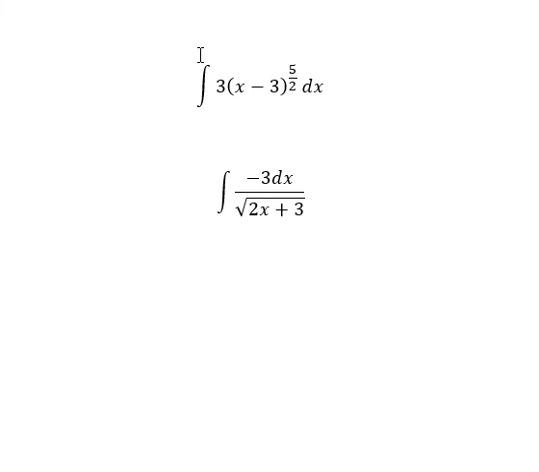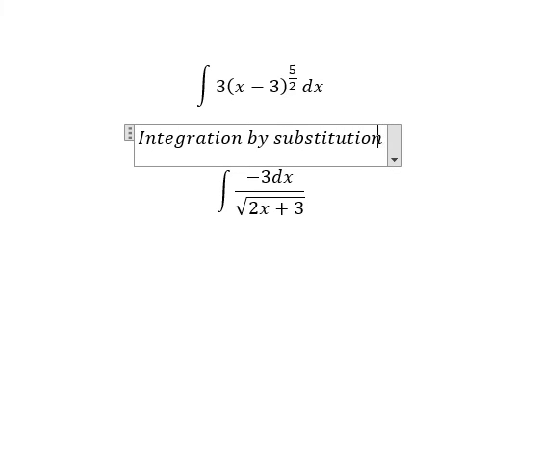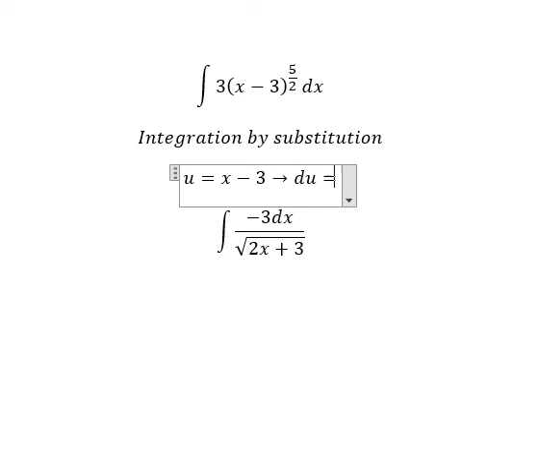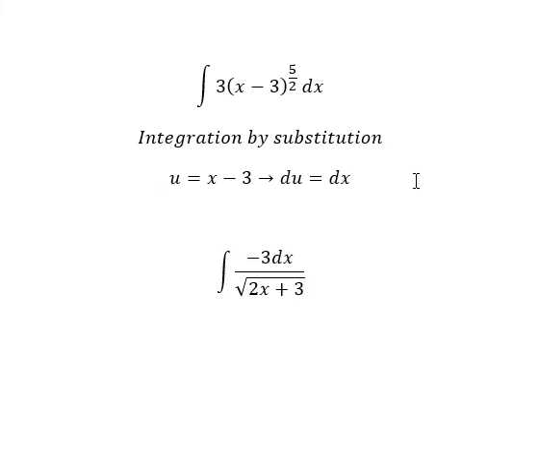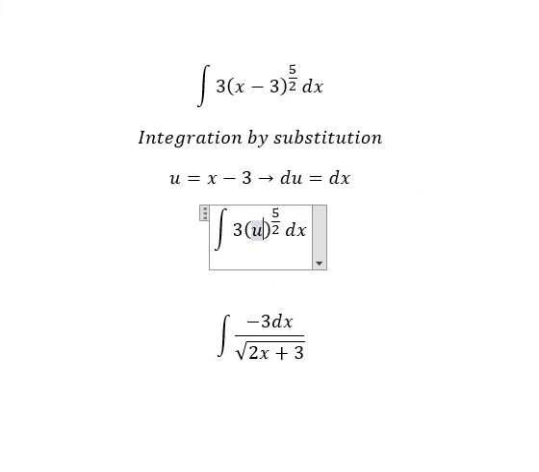Question number 2, we need to use integration by substitution. So I will put u equals to x minus 3. So we do first the derivative for both sides. So this one we change for u. The dx we change for du. And now we can get the final answer.